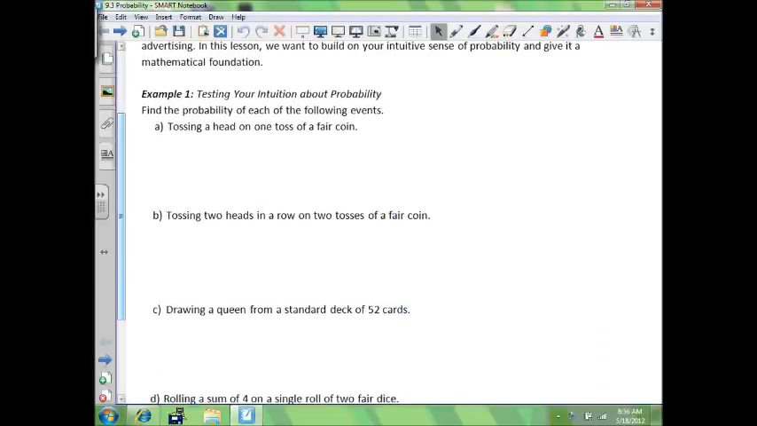Find the probability of each of the following events. Now, tossing a head on one toss of a fair coin. Well, our options are heads, then tails. So that's our sample space. So there is a 1 out of 2 shot to toss a head on a toss of a fair coin.